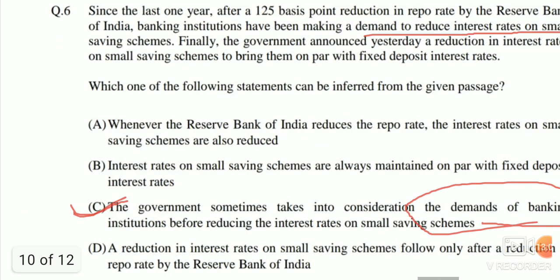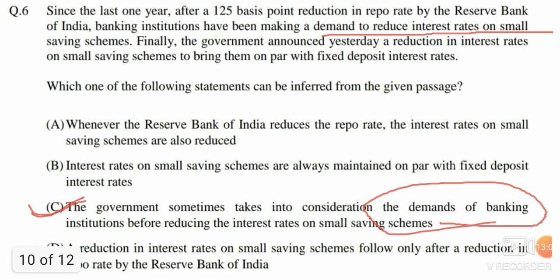I'm reading this passage now. Since the last 1 year, after a 125 basis point reduction in the repo rate by the Reserve Bank of India, banking institutions have been making a demand to reduce interest rates on small savings schemes. Finally, the government announced yesterday a reduction in interest rates on small savings schemes to bring them on par with fixed deposit interest rates. It is about the Reserve Bank and its repo rate relation with banks. Not everyone may know about repo rates, but the answer will be in this passage only.